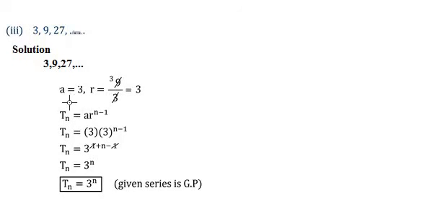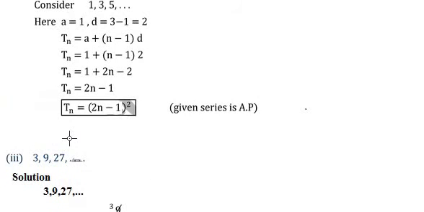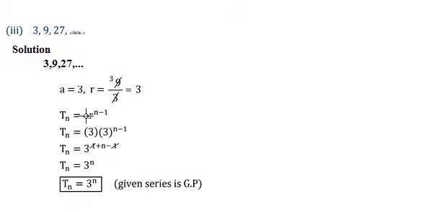Now if we see in arithmetic progression, Tn is equal to a plus (n minus 1) into d, but in geometric progression Tn is equal to a r power n minus 1. So Tn is equal to a, same 3, r, same 3 here, and n we don't know, so n minus 1 same. Now here the base is same, so the powers will be added.